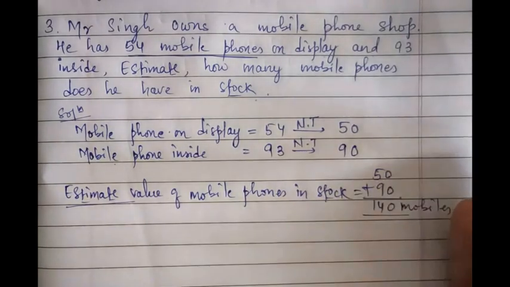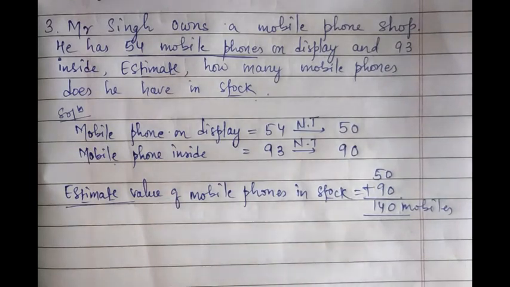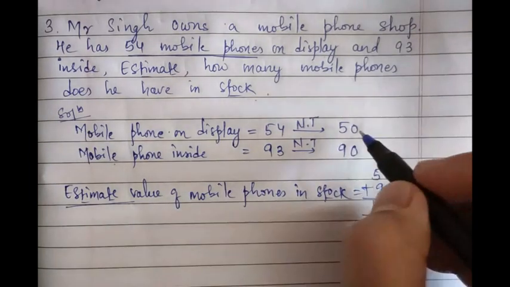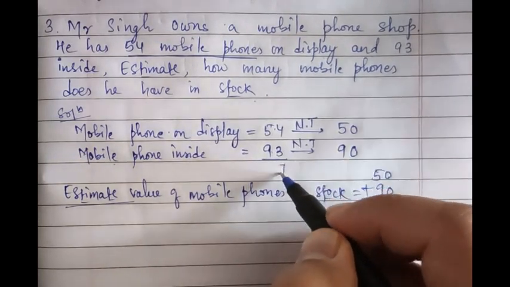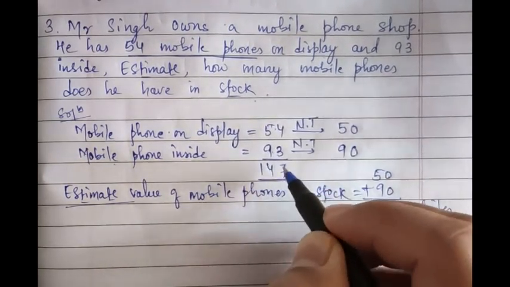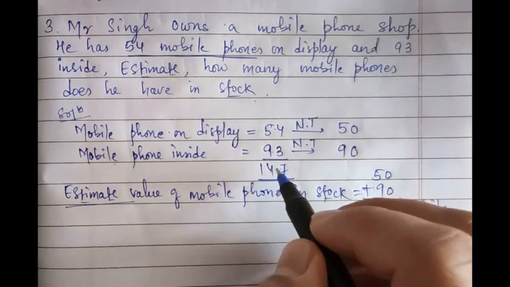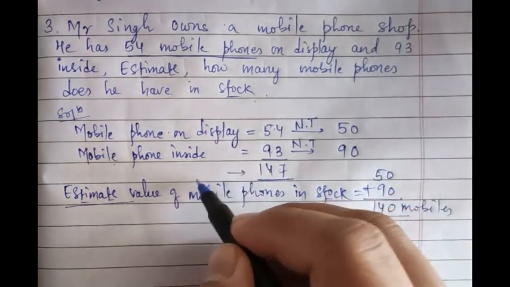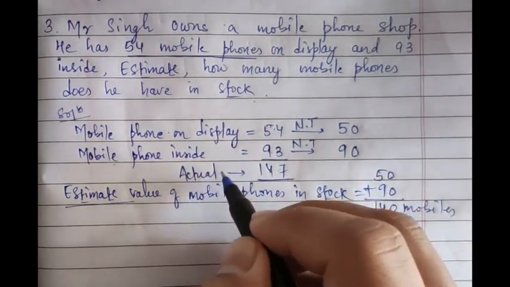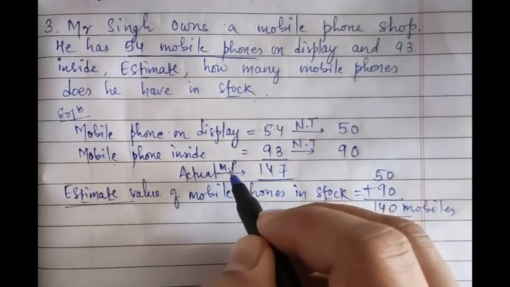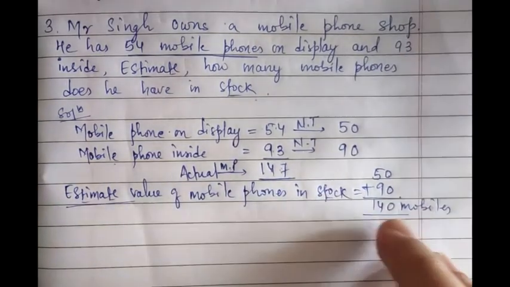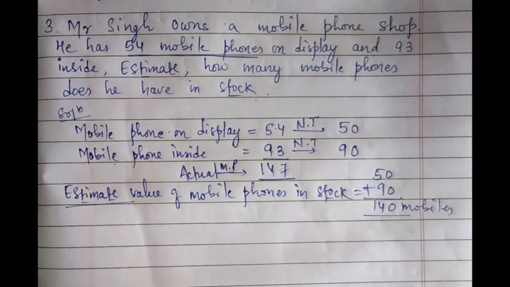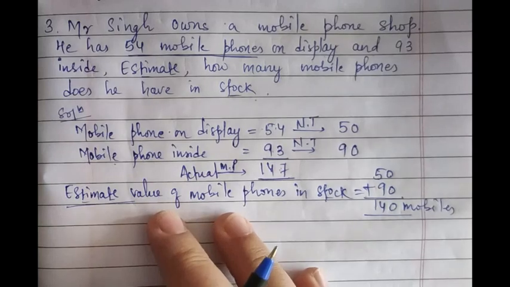If they had asked us to find or calculate the actual value, then you could have added these and you could have got the value 79. So the actual mobile phones he has in stock is the actual number. Okay, this is the actual number of mobile phones he has in his shop, but the estimated value is 140. Okay, I hope you have understood. Let us proceed to the next question.